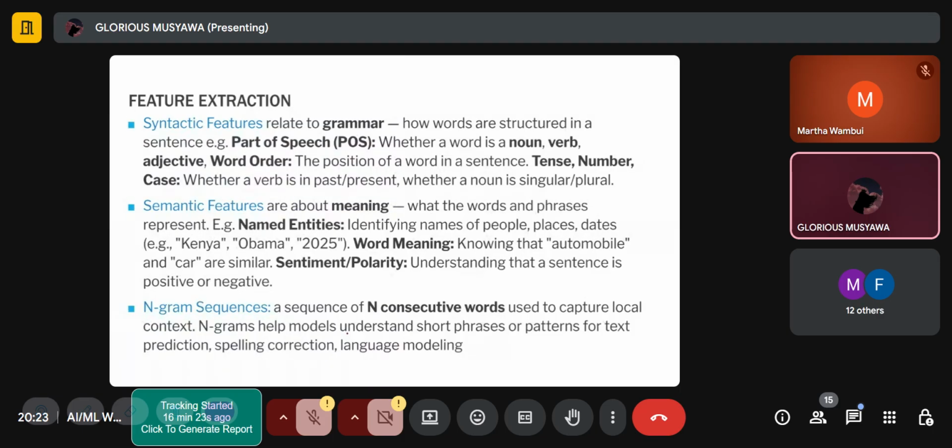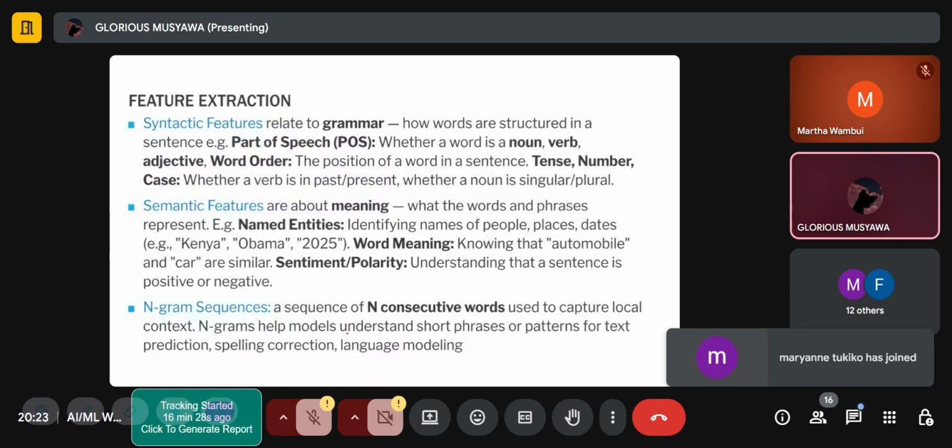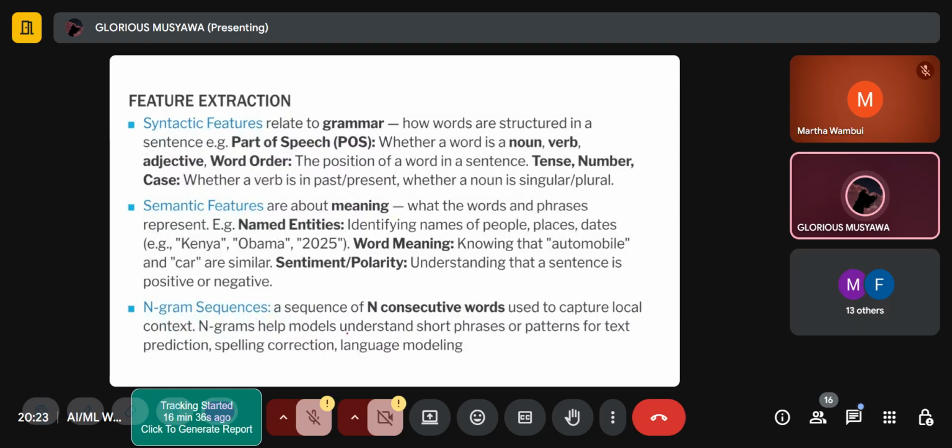Sentiment. And then we have another aspect called n-gram sequences. It's a sequence of n consecutive words used to capture local context. N-grams help models understand short phrases or patterns for text prediction, spelling correction, language modeling, etc. So it's n consecutive words. How many consecutive words are we considering? Are we considering five consecutive words to form a meaning, and so on? So this context is called n-gram sequences.